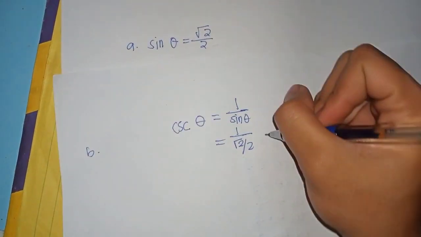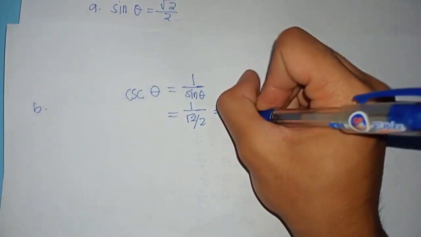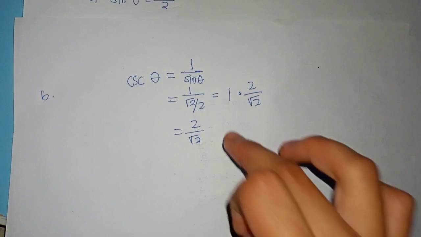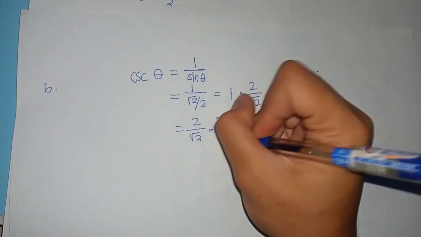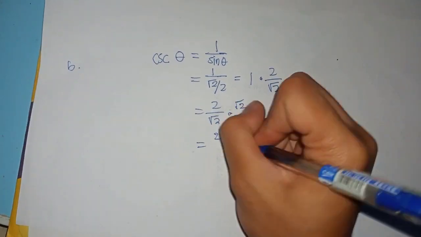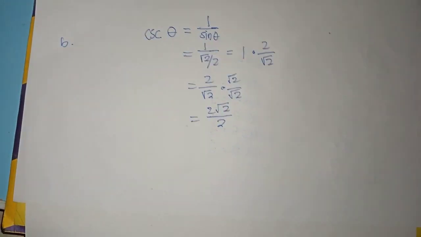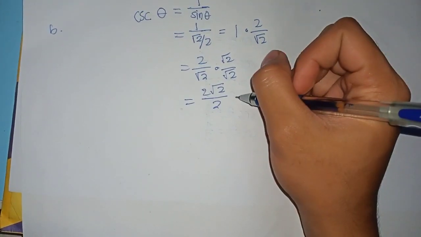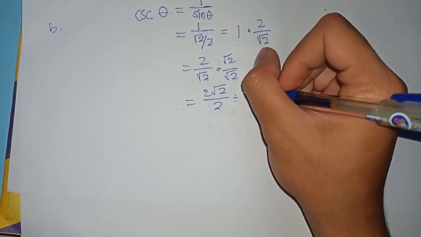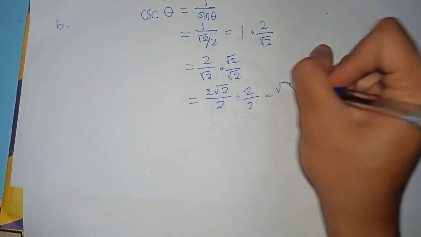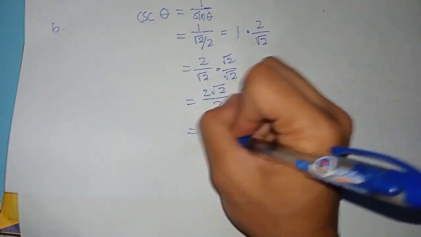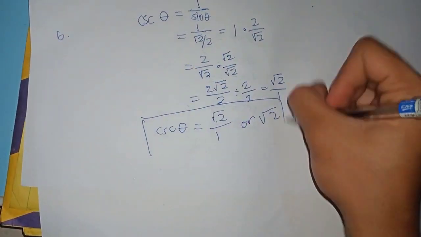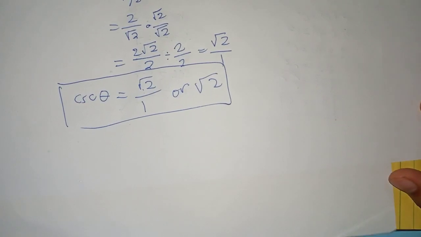So express this as multiplication: 1 times 2 over square root of 2. So we have 2 over square root of 2. Rationalize: we have 2 square root of 2 over 2. We can divide 2 by 2. So we have square root of 2 over 1, or square root of 2. So this will be our cosecant theta. Next, we are going to find the secant.